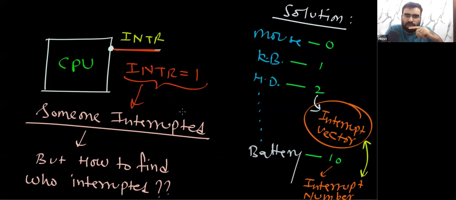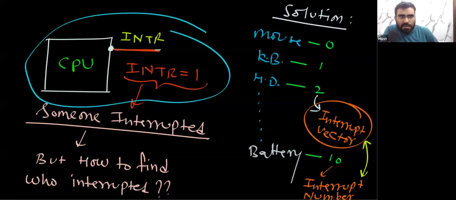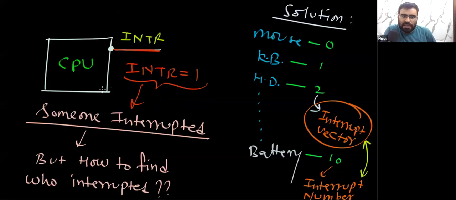Now what will the CPU do? Let me tell you. The CPU will see that there is an interrupt, and then the CPU will send the acknowledgement. This acknowledgement will go to all of them. It is INTA. I told you that there is an INTA pin. So the CPU will send the acknowledgement.